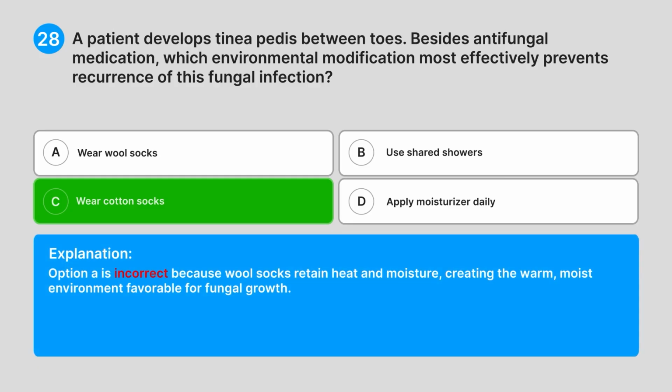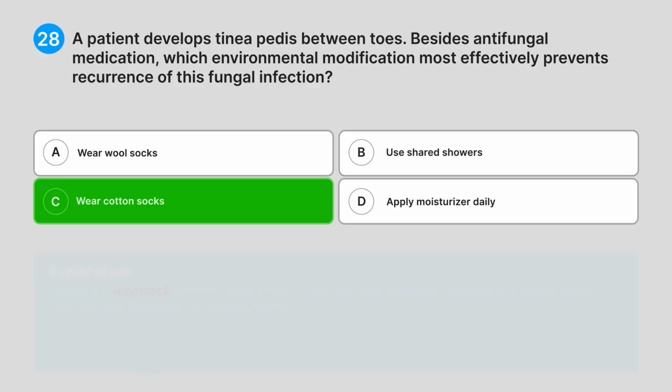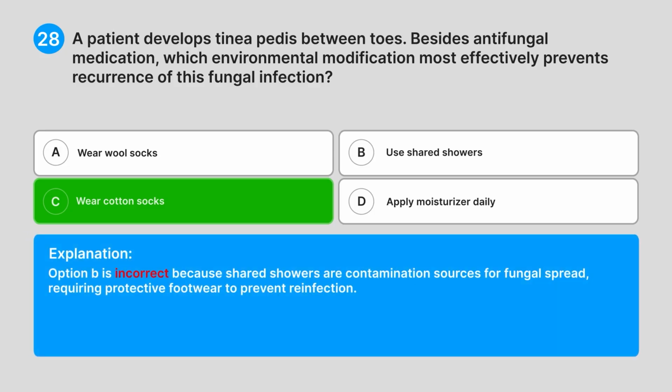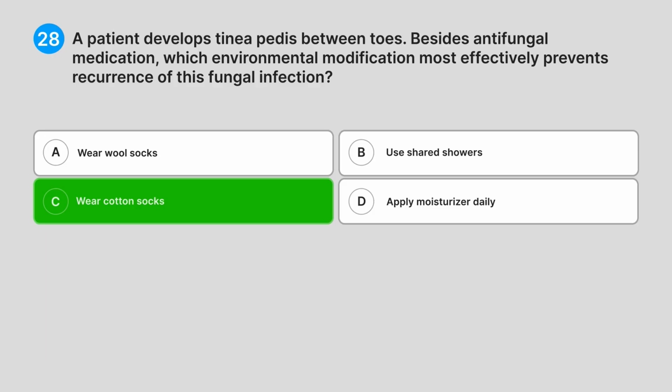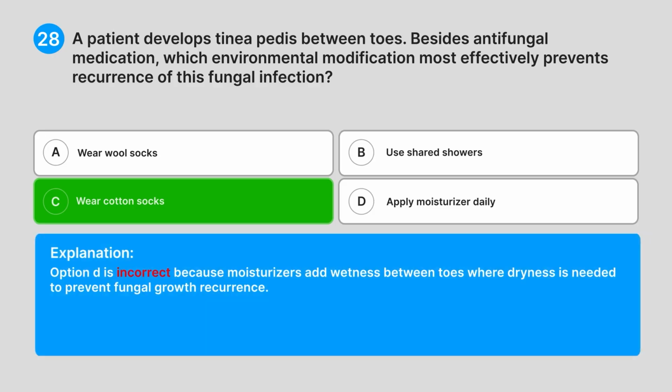Option A is incorrect because wool socks retain heat and moisture, creating the warm, moist environment favourable for fungal growth. Option B is incorrect because shared showers are contamination sources for fungal spread, requiring protective footwear to prevent reinfection. Option D is incorrect because moisturizers add wetness between toes where dryness is needed to prevent fungal growth recurrence.